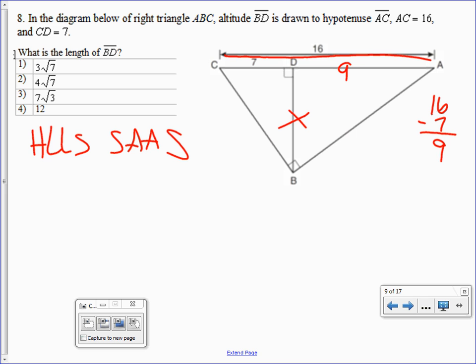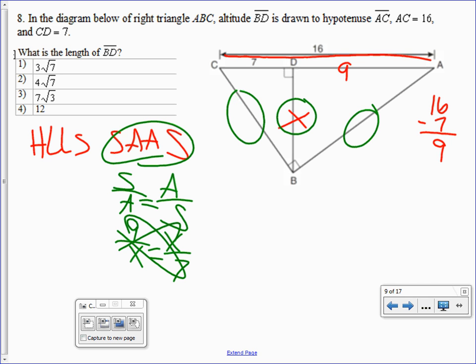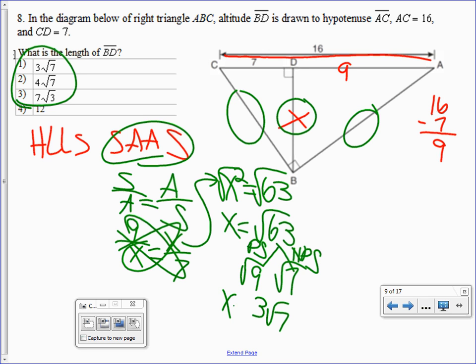Well, hills are SAS. Is there an altitude involved or a leg involved? I see an altitude involved. I don't see a leg involved. Therefore, it's SAS. S over A equals A over S. 9 over X equals X over 7. Cross multiply and solve. X squared equals 63. Square root, x equals radical 63. It wants the answer in simplest radical form based on these answers. So I break it down into my perfect squares and my non-perfect squares. 9 times 7, which becomes 3 radical 7.